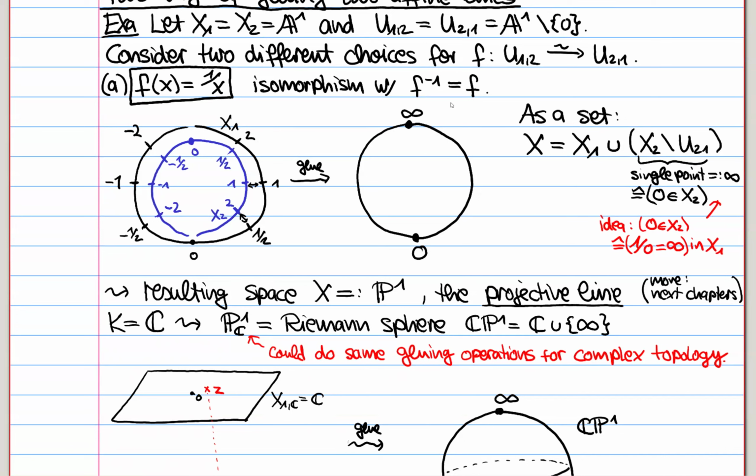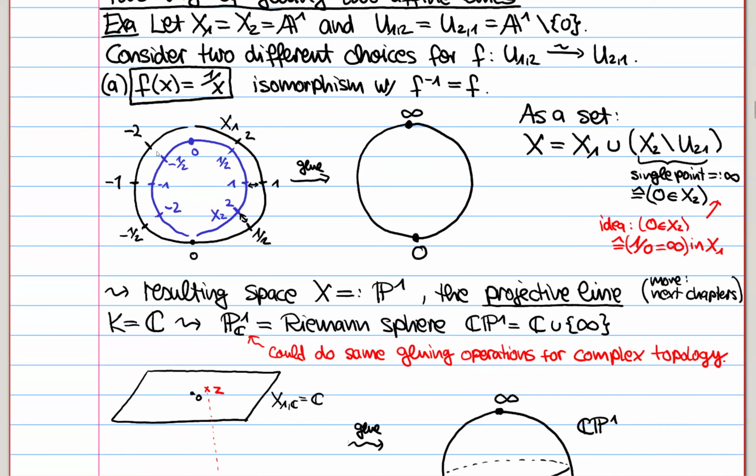At least as a set, we can describe easily what we get, because X is covered by x1 and x2. And so if you want to make this disjoint, you should remove the overlap from x2. But the overlap was all of x2 except for a single point, right? So as a set, X is just given by the union of x1 with a single point.